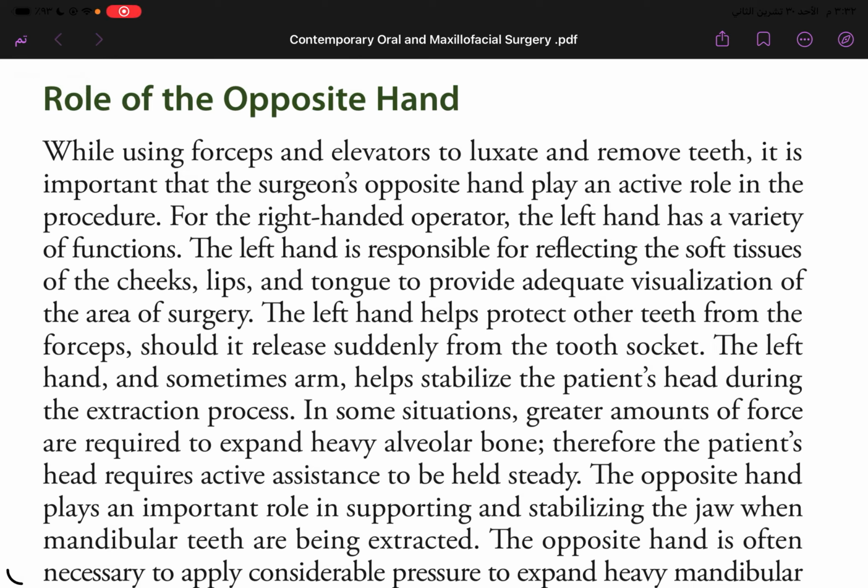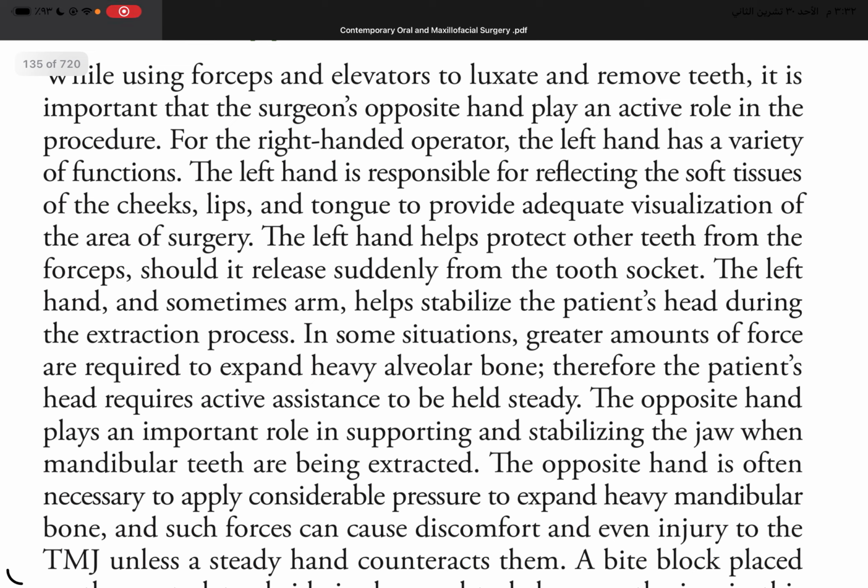Rule of the opposite hand. While using forceps or elevators to luxate and remove teeth, it is important that the surgeon's opposite hand play an active role in the procedure. For the right-handed operator, the left hand has a variety of functions.